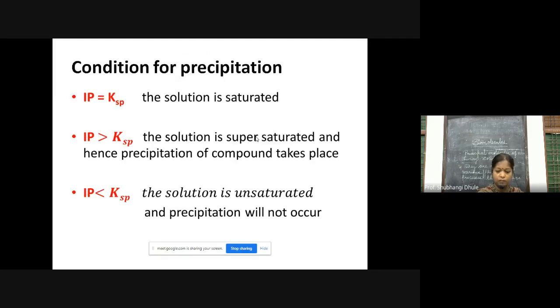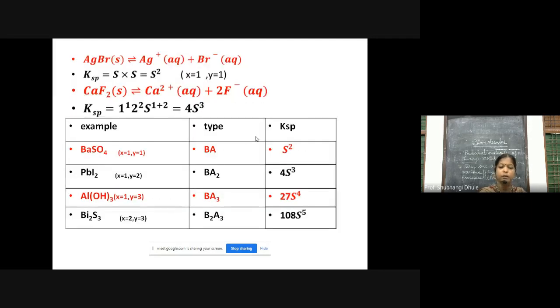Now we'll go for the next, which is a chart. Here I'm presenting the chart. In this chart, there are columns like example, type, and Ksp. So it becomes very easy to learn the Ksp values of different sparingly soluble salts if you know the type of the salt. Instead of deriving the Ksp value, it's very easy to predict the Ksp in terms of solubility from this given table.